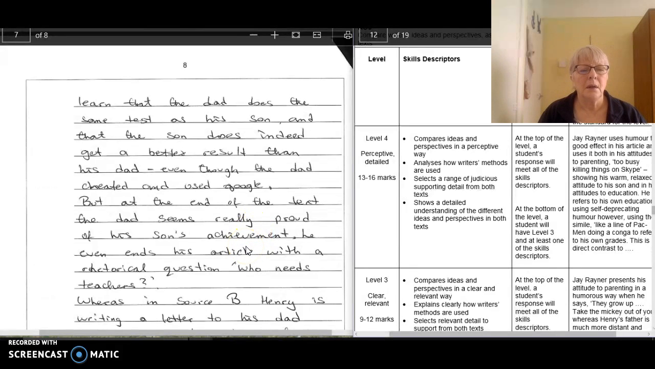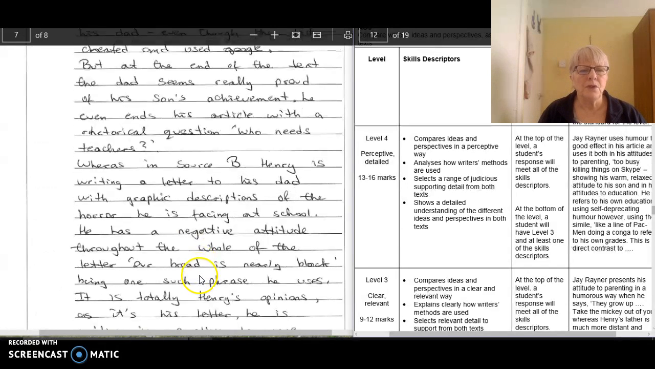question at the end. I think you could have suggested that Jay uses humour to get his points across there, which would be looking at the writer's methods that he uses. But you have mentioned the rhetorical question there, so you've picked up on 1 point.